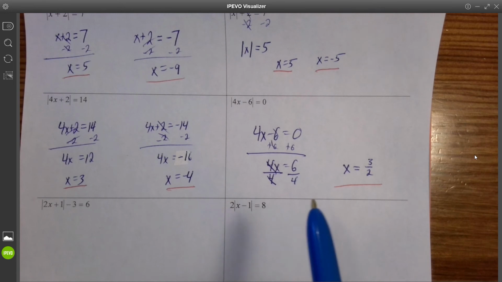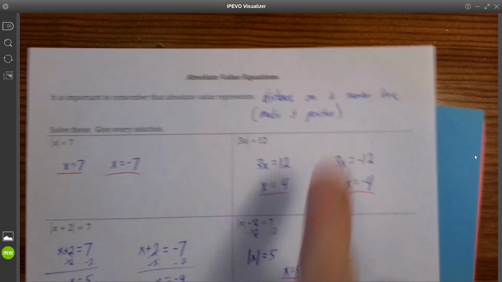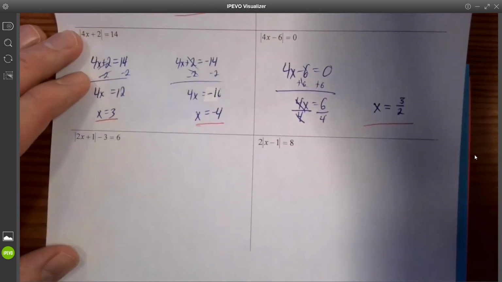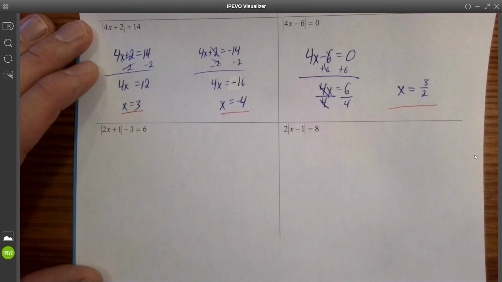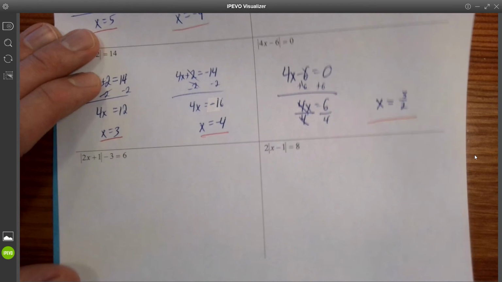I hate for us to jump to a graph and be like, look, this is a shortcut. I don't want to show you a shortcut without showing you that absolute value is distance on a number line, and you have to make it positive, and maybe it was negative to start with inside those bars. So let's start with this. Let's solve for the bars. I had to do that on this one, just like I had to do it on this one. So let's solve for the bars.